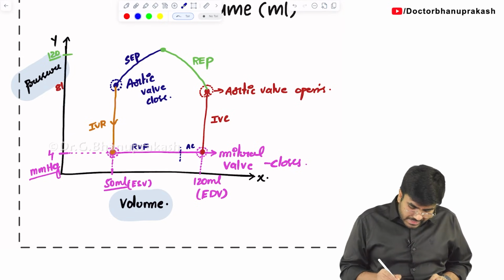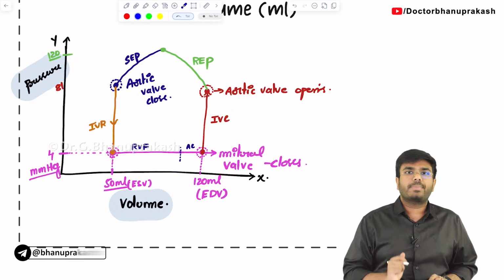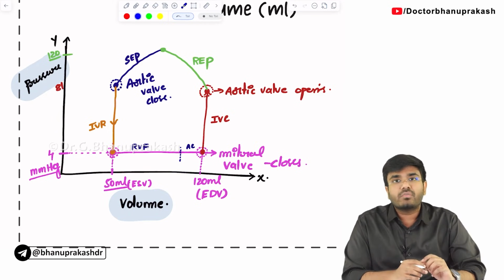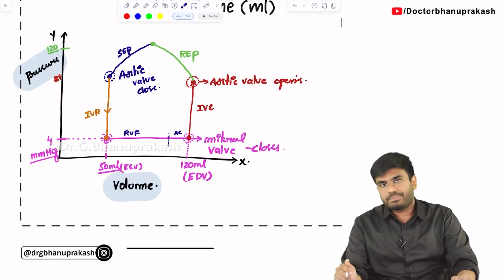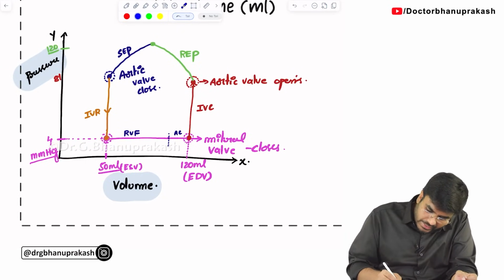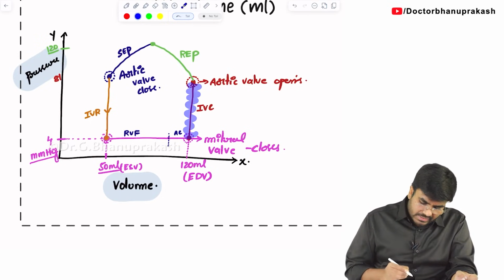On the x-axis, I am talking about the volume changes, how volume is increasing and decreasing. So this is the left ventricular pressure volume loop. Now, how the questions may come up in your exam: they will directly point to this area and ask, what is this phase representing? Isovolumetric contraction.